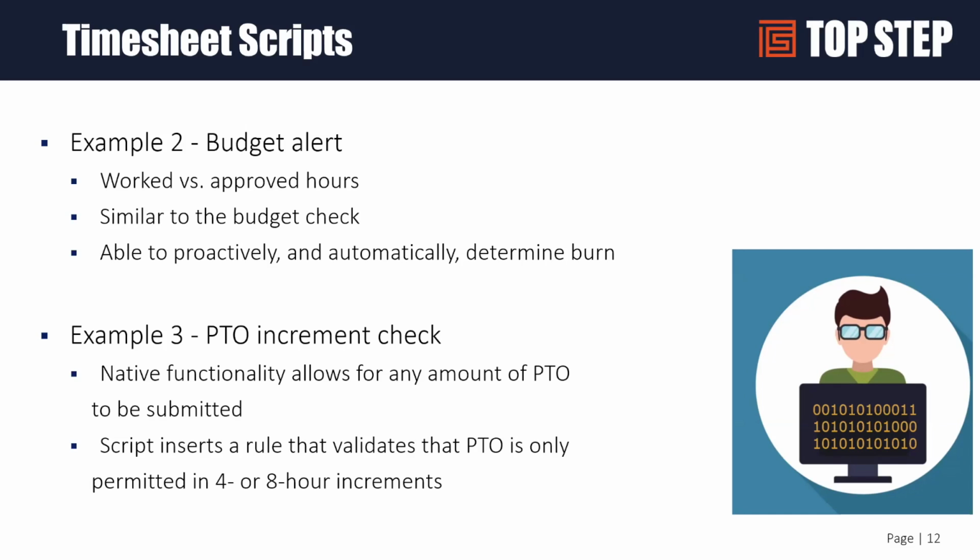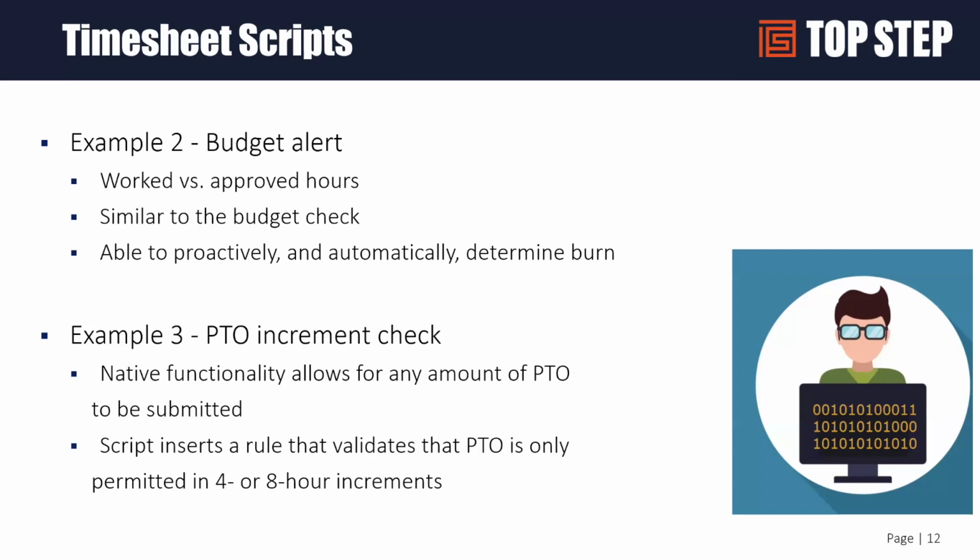There's also a budget alert, which shows your worked versus your approved hours, very similar to the budget check, but it helps you proactively and automatically determine your burn rates. So you can have notifications that show you how you're doing against budget on a frequent basis as items are submitted.